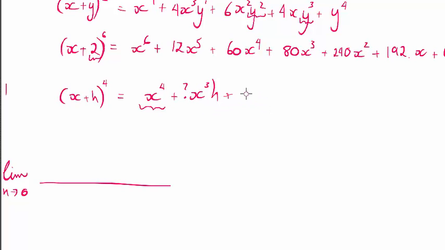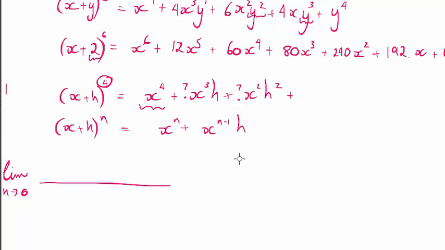The term after this one, whatever the coefficient is, will have 2 h's. And this will be the case no matter what that exponent is. So if I've got x plus h to the power of n, my first x will have the same exponent. My next x will have 1 less, but it will have 1 h. The next x will have 2 less than it started with, and I will have 2 h's, and this will go on until I have n h's and no x's. Do you understand where I'm going with this?